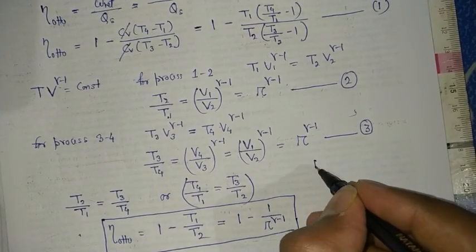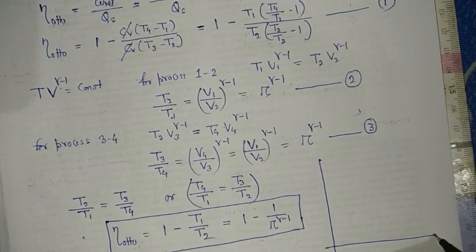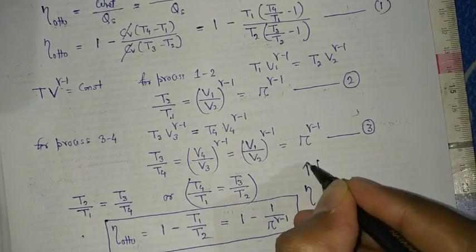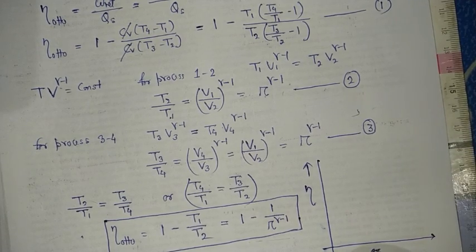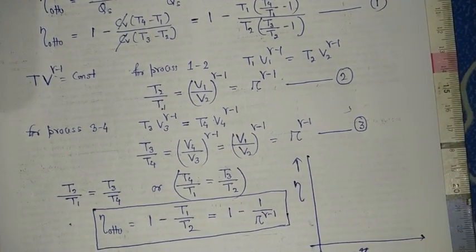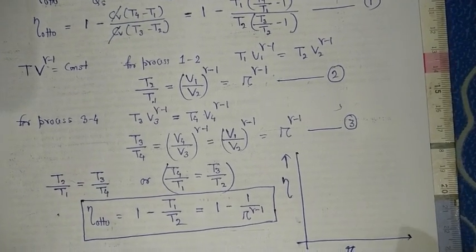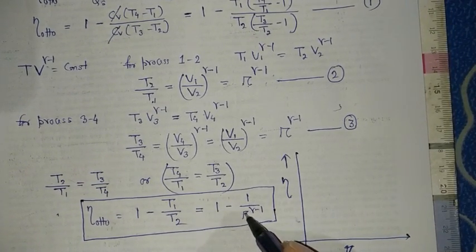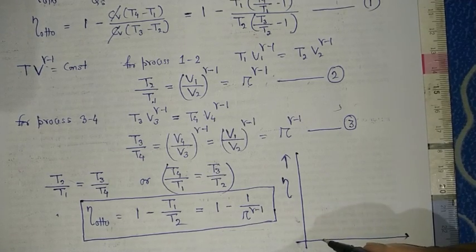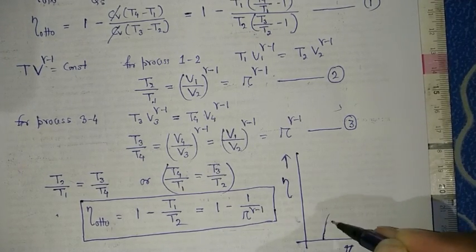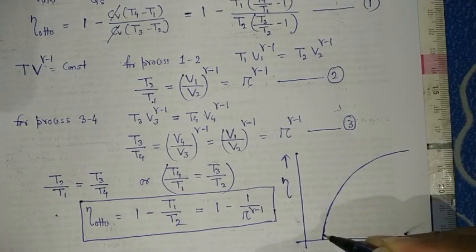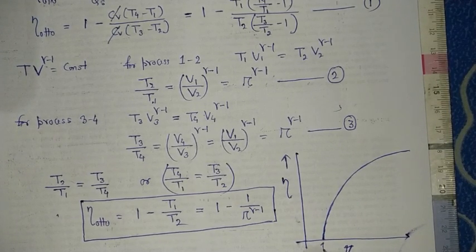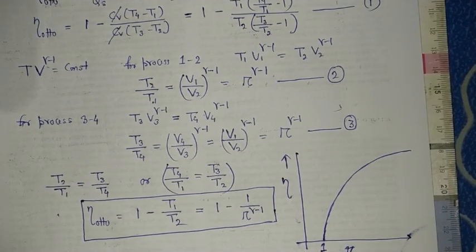If we plot a graph between the efficiency eta and compression ratio R, eta is 0 when R is equal to 1. Then it will go on increasing. Okay.